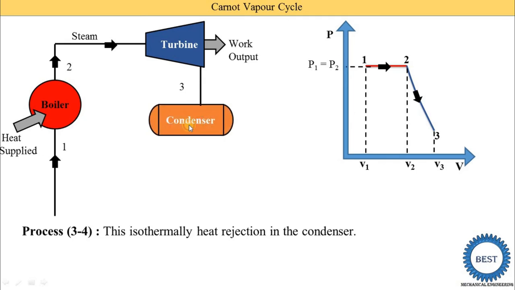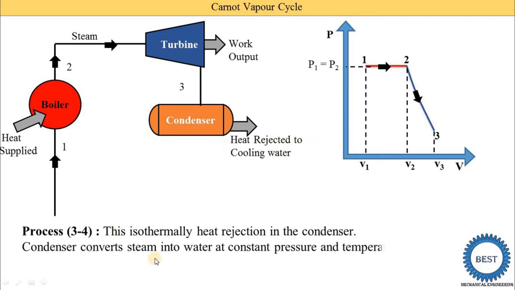So here we draw the condenser. In the condenser, heat is rejected to the cooling water. So the condenser converts steam into water at constant pressure and temperature, as shown in the diagram. The function of the condenser is to reject the heat, and when we reject the heat, the steam is converted into water. So this process is 3 to 4. At point number 3, there is steam, and at point number 4, water is there.